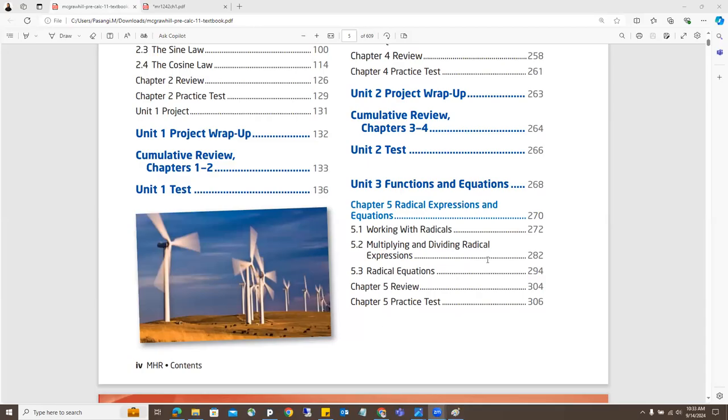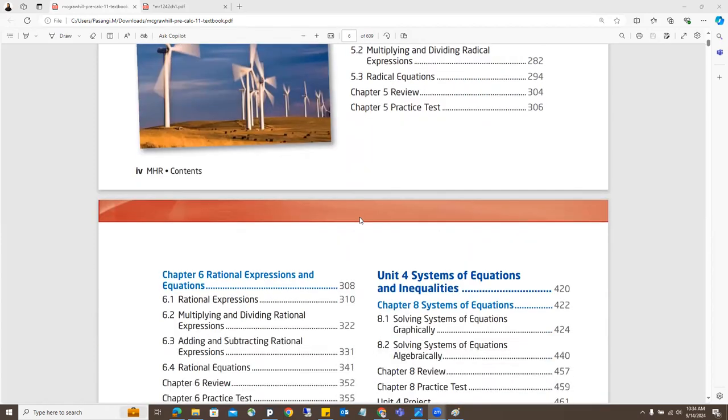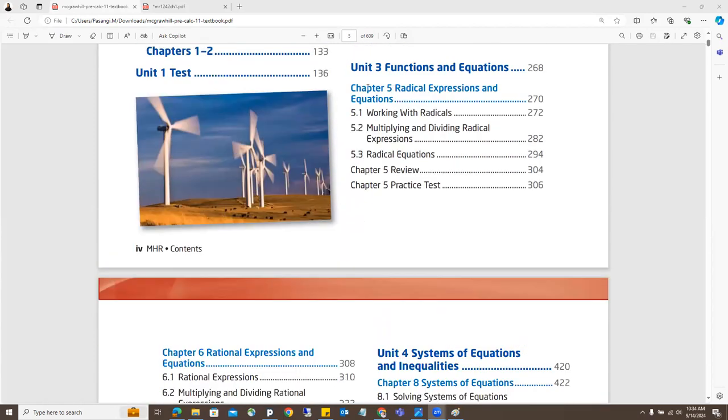So for the rest of the units, you can see we have to learn about radical expressions and equations. This entire chapter 5 covers the rest of what you have in unit one: working with radicals, multiplying and dividing radical expressions, and finally radical equations as well. Once we complete chapter five, you are done with unit one.